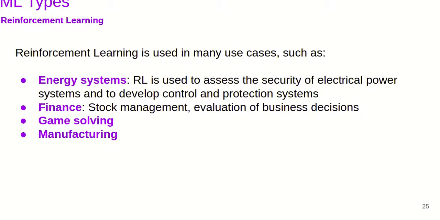Okay, so where do we use this kind of algorithms, this kind of techniques? Reinforcement learning is used in energy systems, to assess the security of electrical power. It is used in finance, for stock management and for evaluating business decisions. It is also used in game solving. As you may already have guessed, it's pretty similar to games where we have a reward system and we have an agent and actions, etc. And it is also used in manufacturing and industry.